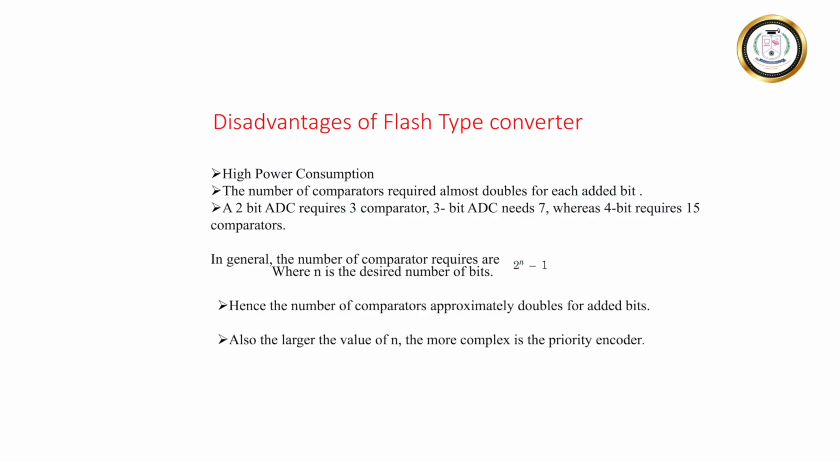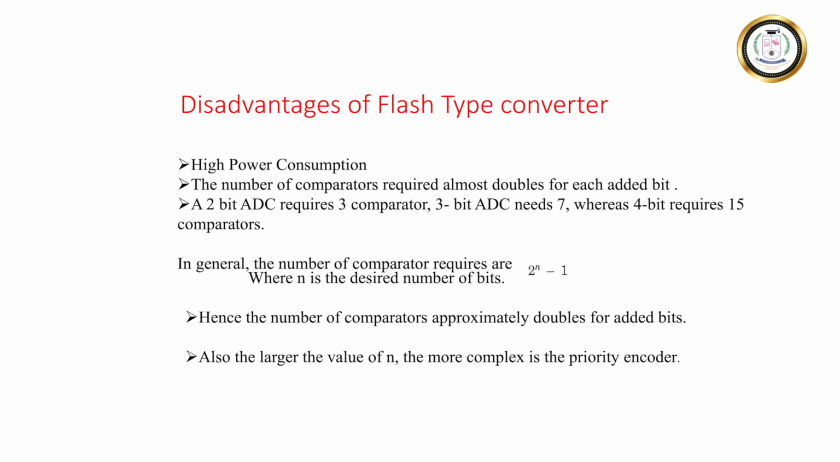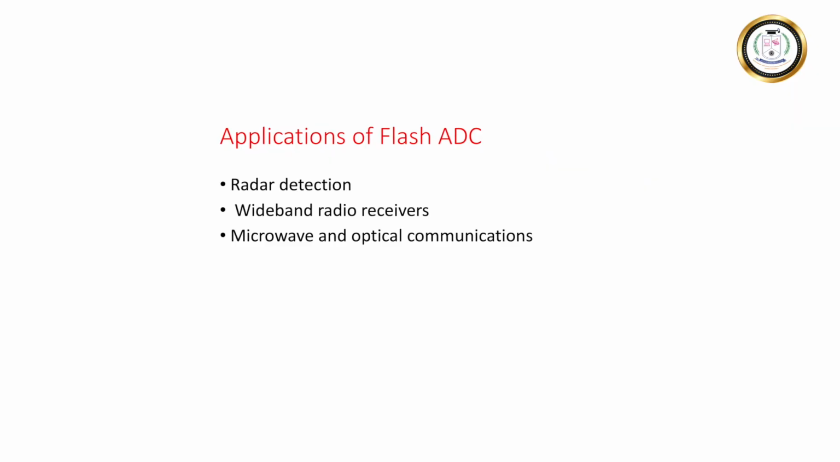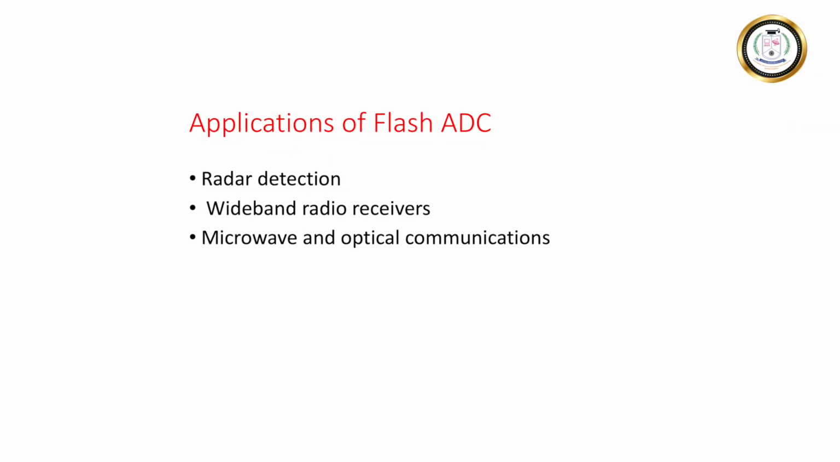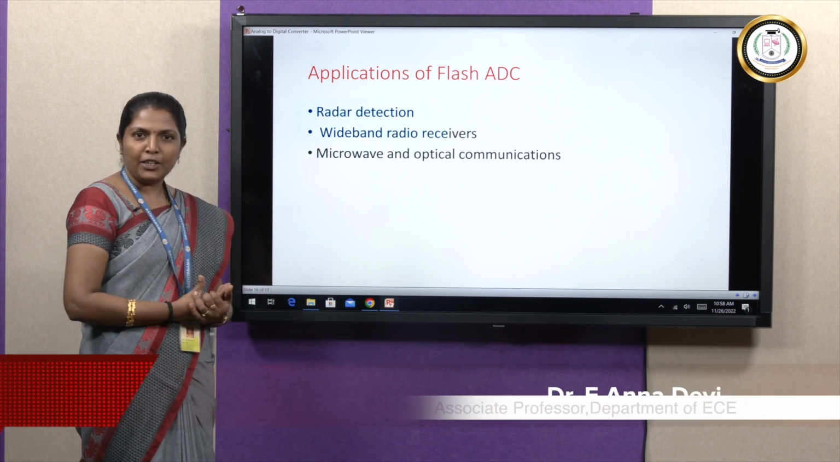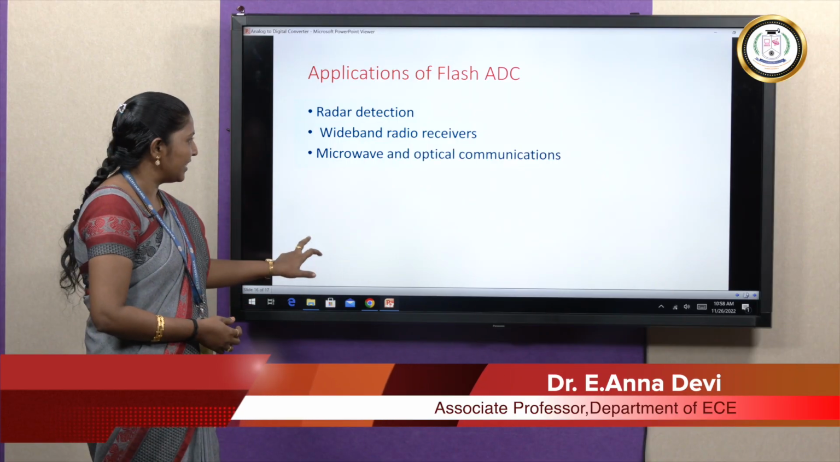Also, the larger the number of digital bits n, the more complex the priority encoder is. So the design of this circuit is complex, and that is also a drawback. And finally, the applications of the flash type ADC: it is used in radar detection, in wideband radio receivers, and also in microwave and optical communications.